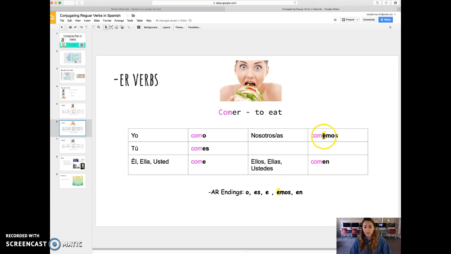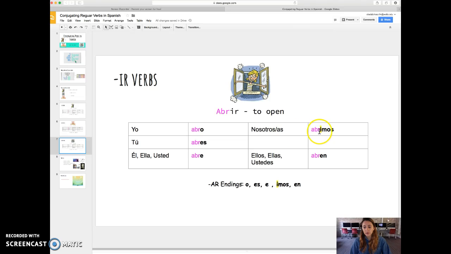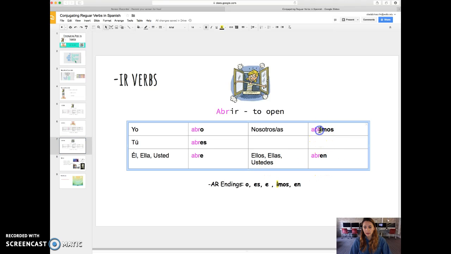Let's take a look at this ending and compare it to the nosotros ending in IR verbs. Abrir is to open. Yo abro. Tú abres. Él, ella, usted abre. Nosotros, nosotras abrimos. And ellos, ellas, ustedes abren. The only one with an I is the nosotros form.